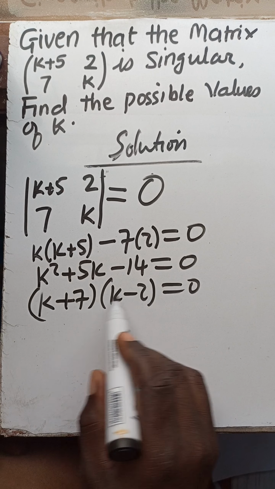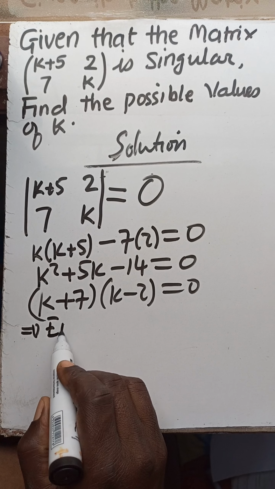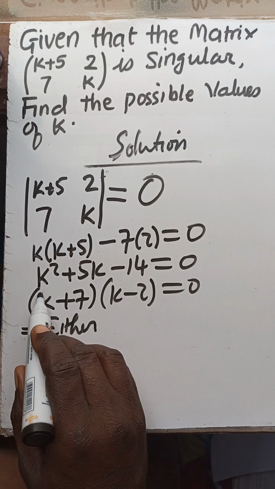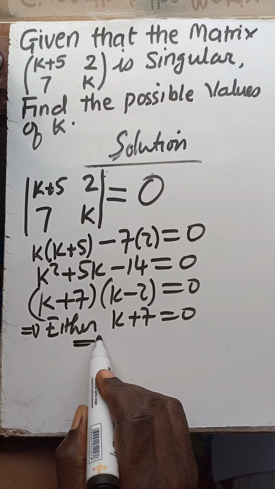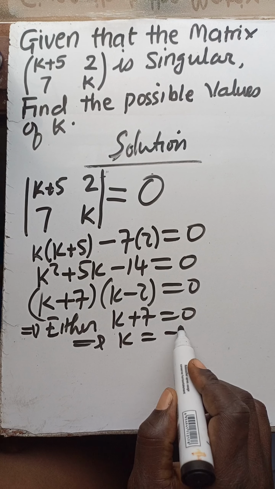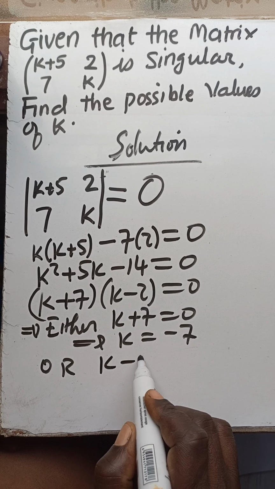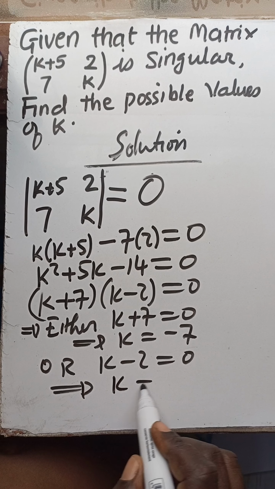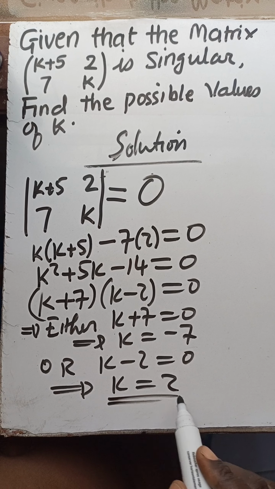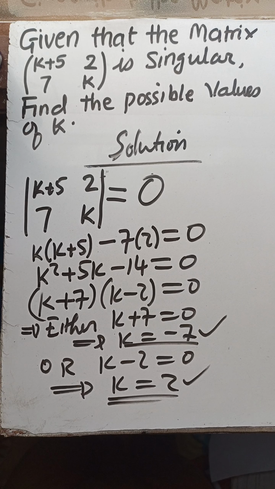The product of two expressions giving us 0 means either this first one is 0. If that is true, then k is negative 7. Or the second one is 0. And if that is true, then k is 2. So these are the two possible values of the constant k for which this matrix is singular.